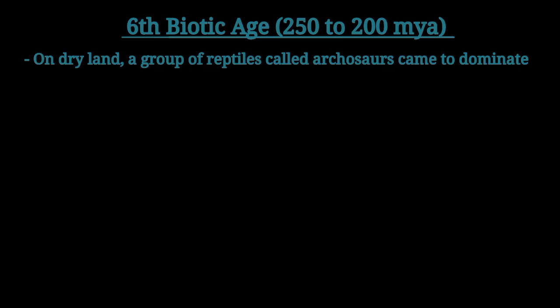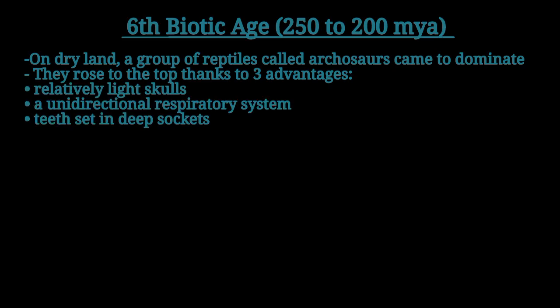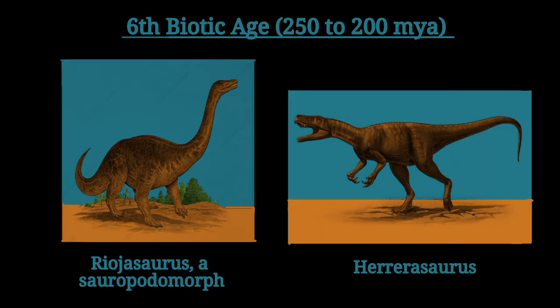On the land below, a group of reptiles called archosaurs took advantage of the new open world. 3 advantages helped them rise to the top: relatively light skulls, teeth set in deep sockets, and a unidirectional respiratory system. Around 240 million years ago, the first dinosaurs or bird-line archosaurs appeared. They eventually diverged into theropods and sauropods.